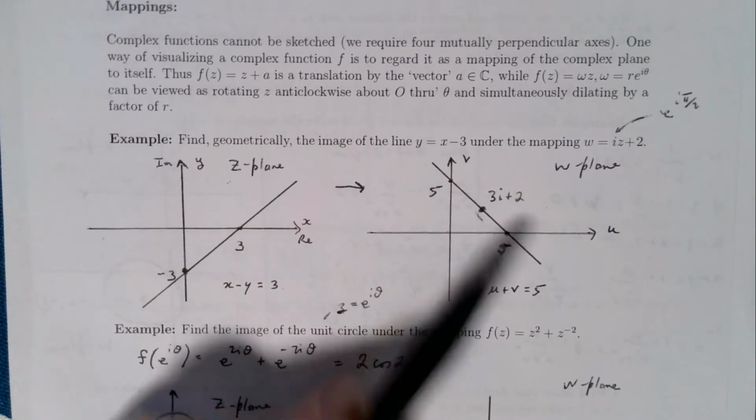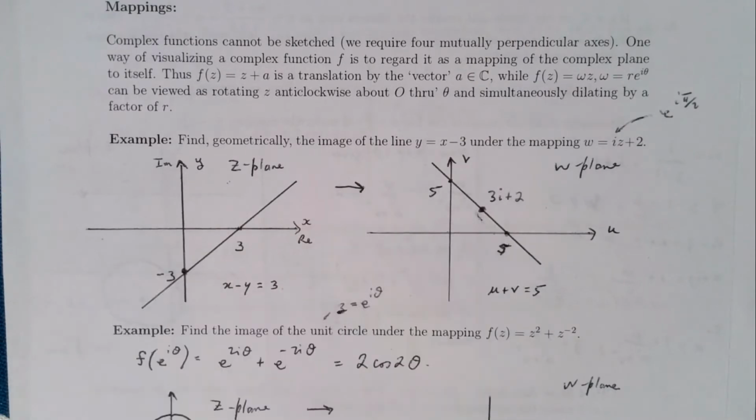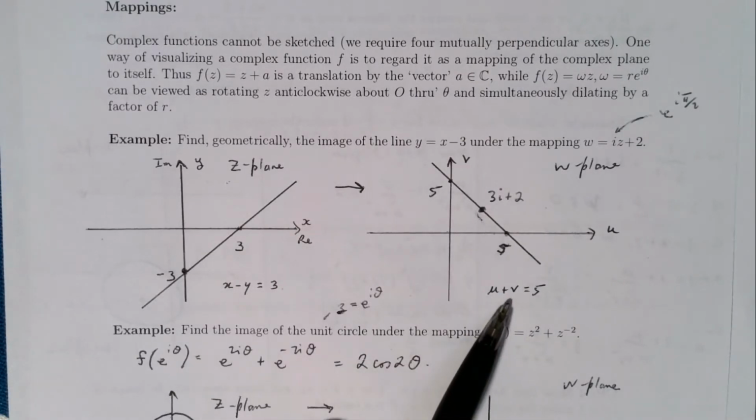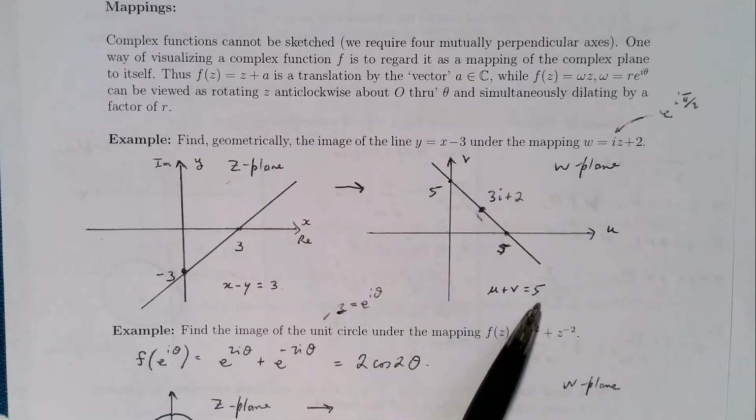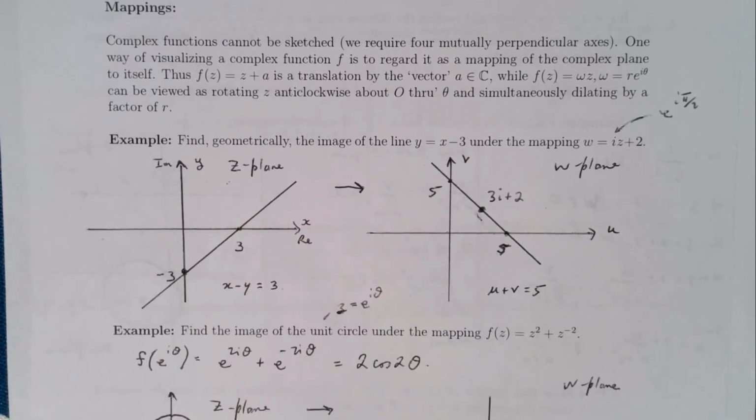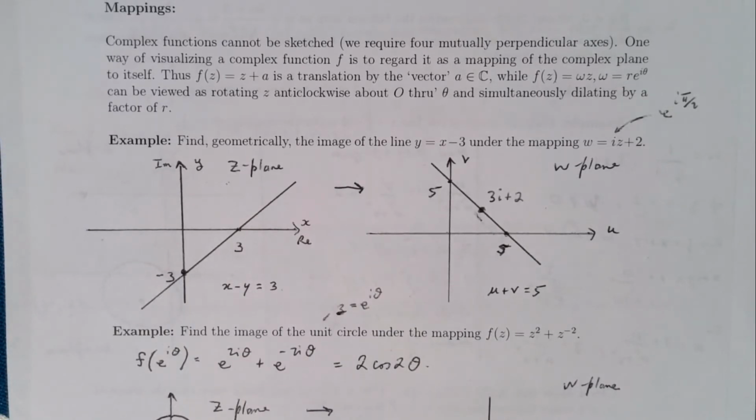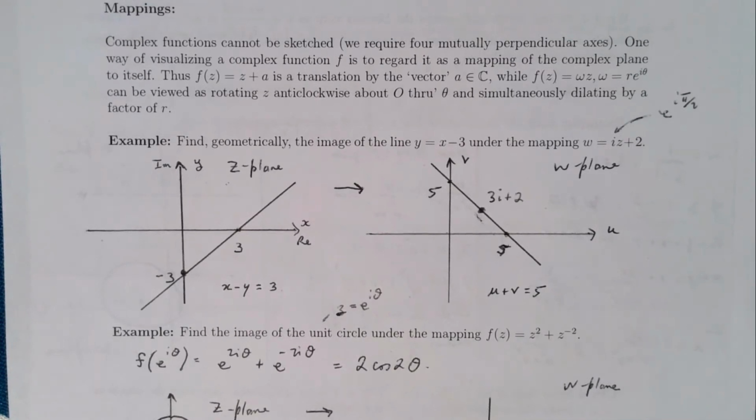And so this then is obviously going to be the line u plus v equals 5. And that'll give me the other 5 up here on the imaginary axis. So that's thinking about it geometrically. You can do it algebraically as well.